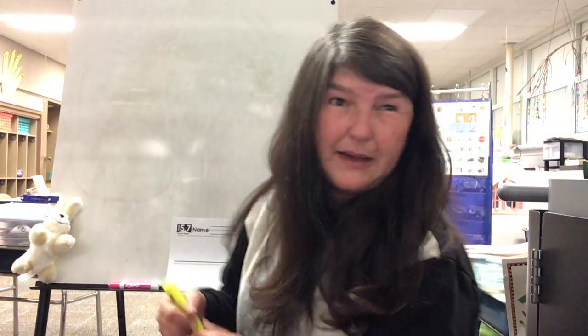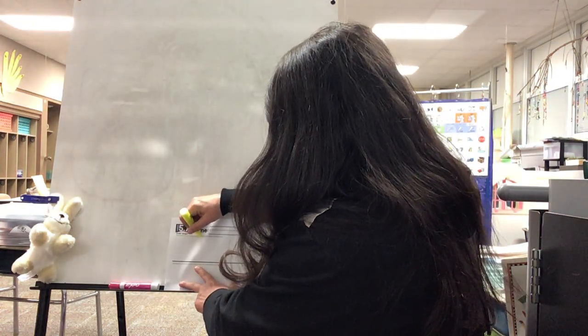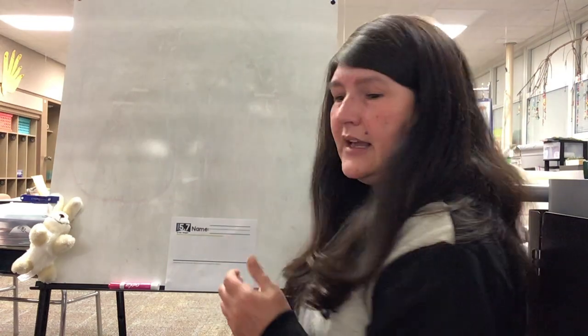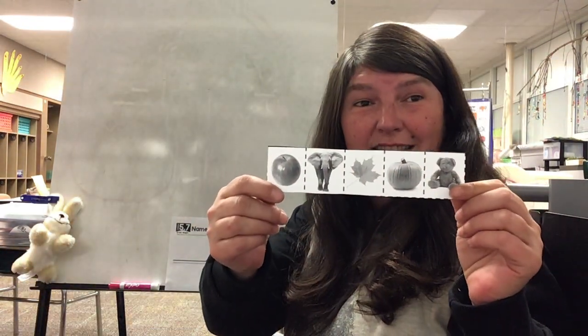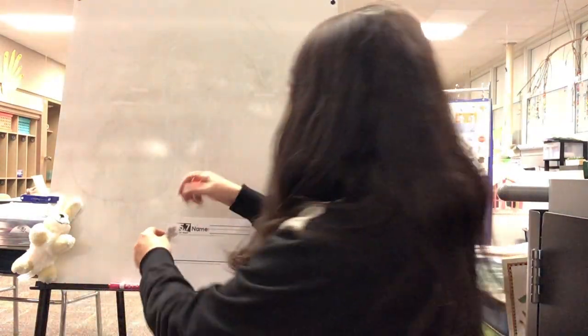My instructions say cut and paste the pictures from lightest to heaviest. So if I look at this row, which one is the lightest? I think a leaf. Wouldn't you think so? So I'm going to cut out and put the leaf first. The leaf is the lightest. Put it right here.